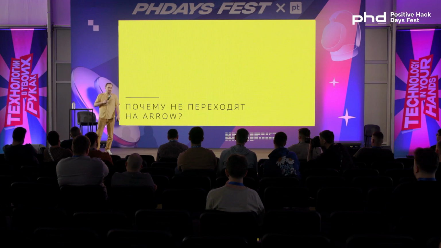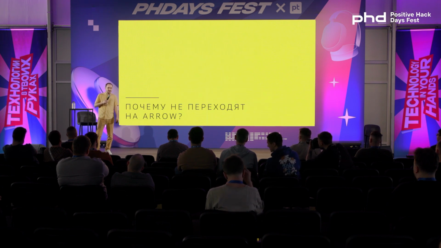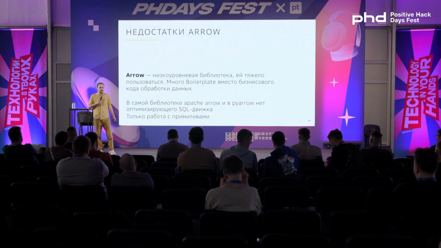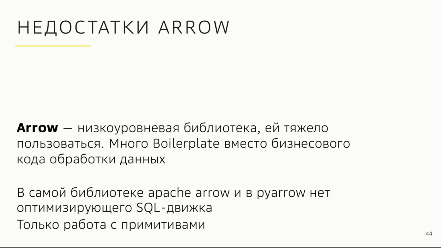So you can ask me, if Arrow is so cool, and allows doing things like that really fast, with little memory and storage capacity, why don't you just throw everything away and jump to Arrow? Because it is hard to use. This is a low-level library with just primitives that I mentioned. There are some more.